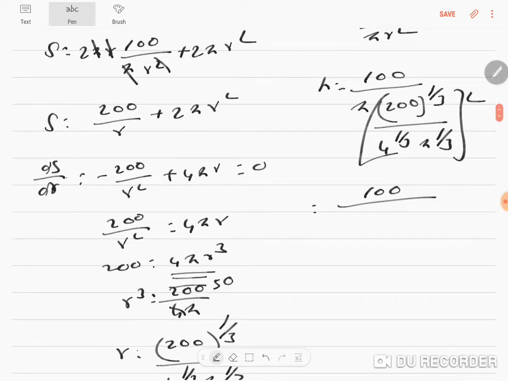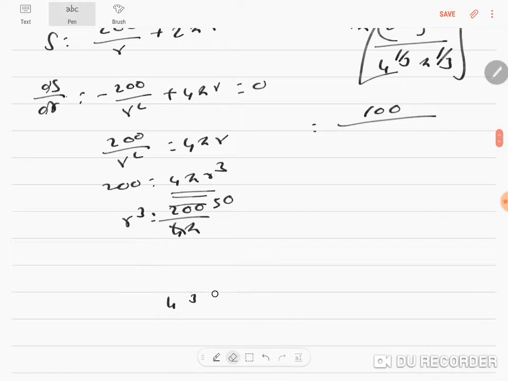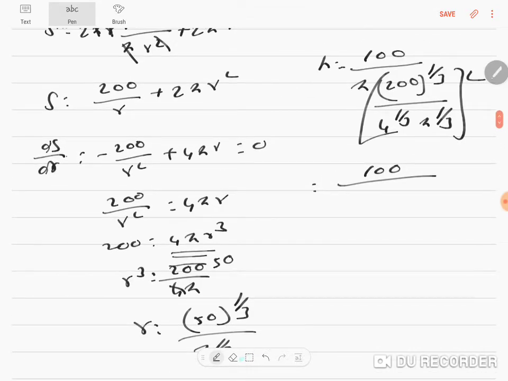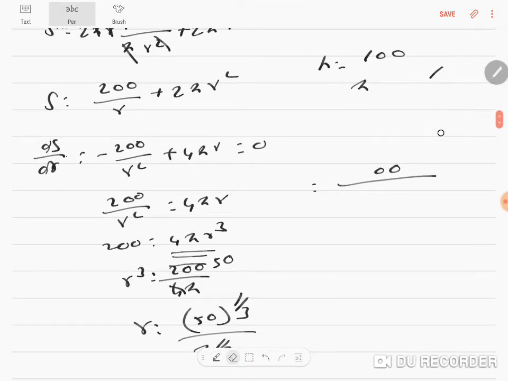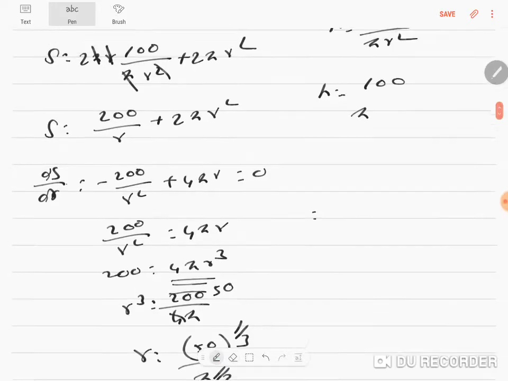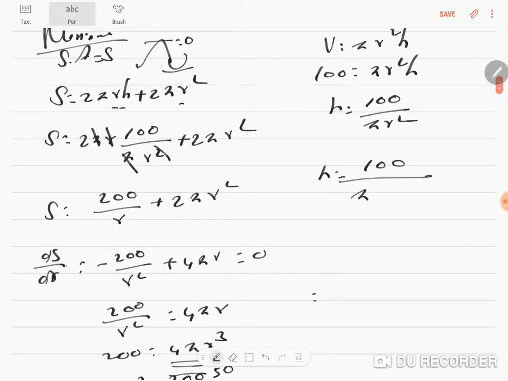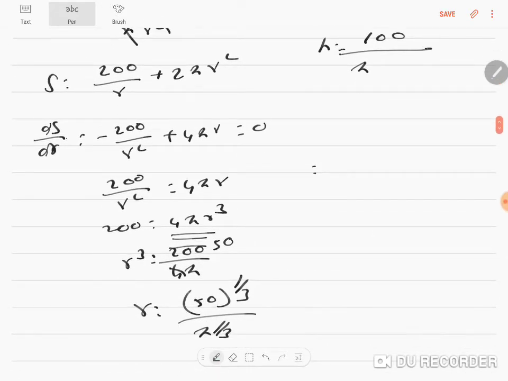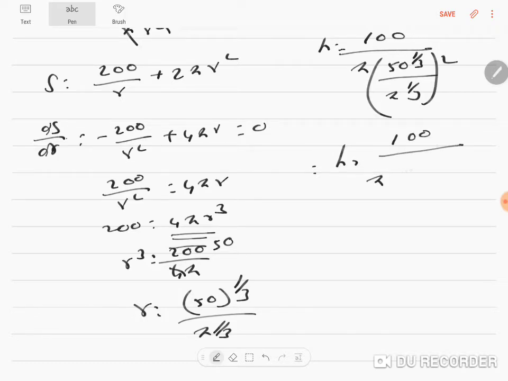I could have cancelled it, right? So then r is equal to 50 to the power 1 by 3 by pi to the power 1 by 3. And substituting this here, this is a less simplified value, so just keep it here. So h is equal to 100 by pi r square. What is r square? r itself is 50 to the power 1 by 3 by pi to the power 1 by 3, the whole square. So h is equal to 100 by pi into 50 to the power 2 by 3 by pi to the power 2 by 3. This is like pi to the power 1.